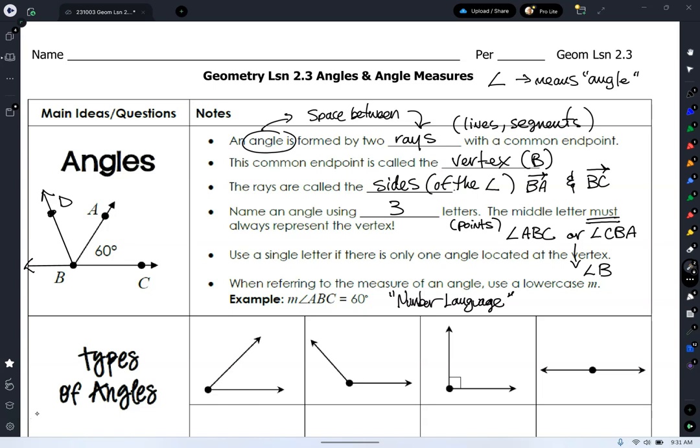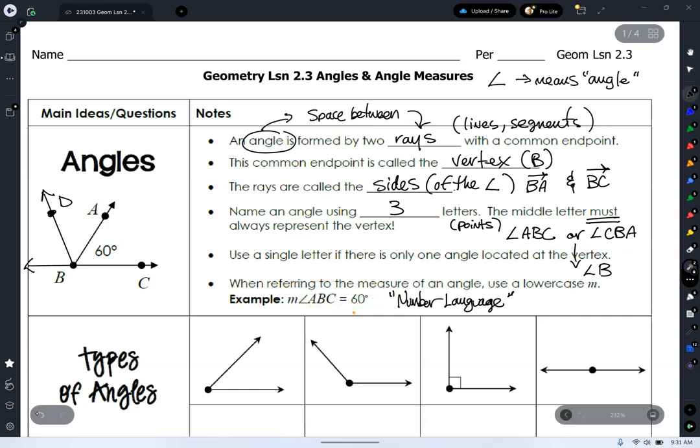Just like when we wrote our line segments without any marker above there, that was referring to the measure of segment BA, or well, yeah, it would be the segment, right? We can't measure rays, right? And so this would be an example of figure language for angles. This would be an example of number language for angles, okay?